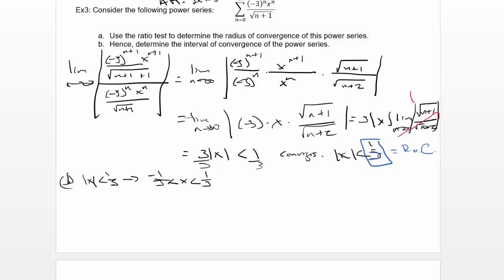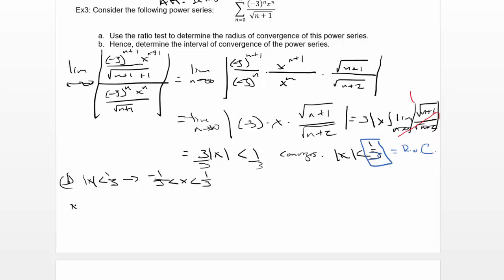We need to test, will it converge at either of the endpoints? So again, as we did before, I'm going to substitute each of the endpoints into my original series and use one of my infinite series convergence tests to decide if it converges for that x value.